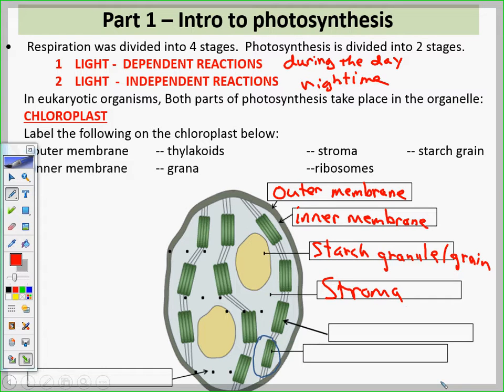All right. Stefan, what you got? Thylakoid. And last but not least, grana. Do we have ribosomes? Yeah, ribosome. That little black dot. All right, so on the next page, you try that with your neighbor real quick. I'll give you about a minute.